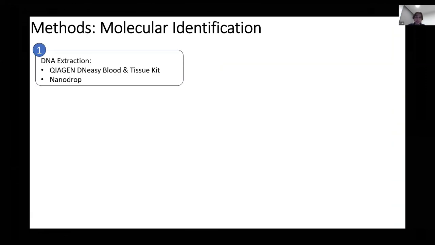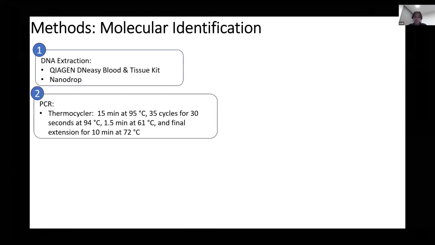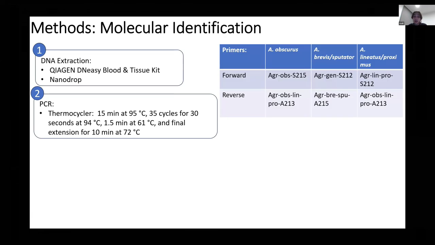For molecular identification, after I was done with the morphometric work, I extracted DNA from the 22 specimens. Then they went through 3 different batches of PCR with 3 different sets of primers for the following species.